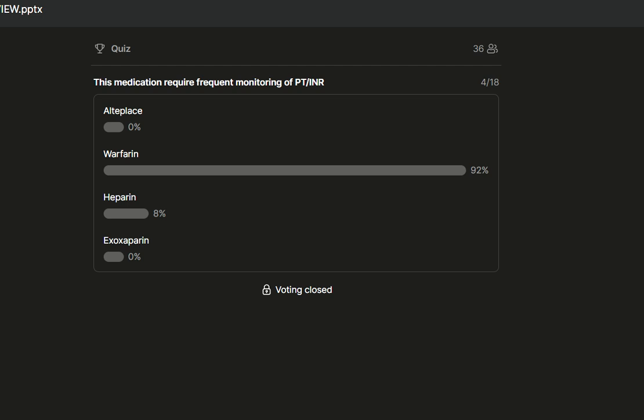Just me and Josh. The medication for monitoring the INR and the PT is warfarin.